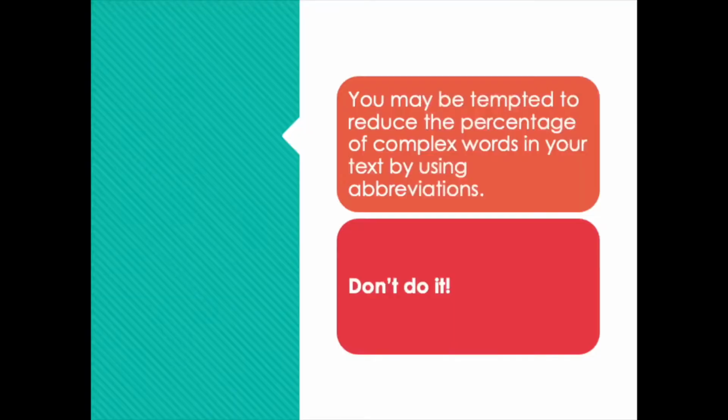Now, because you know how the readability formula works, it's sentence length and polysyllable words, you might be tempted to get rid of polysyllable words by using abbreviations. Using abbreviations will reduce the percentage of complex words in your text. But I suggest that you don't do this as a strategy.